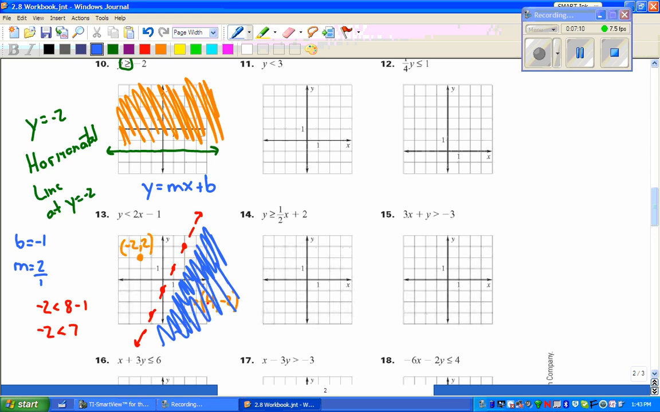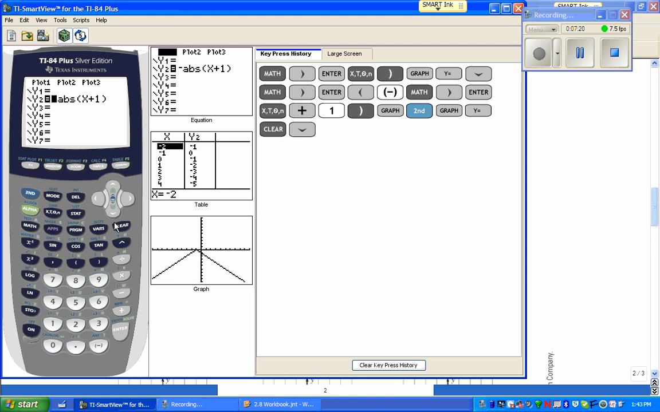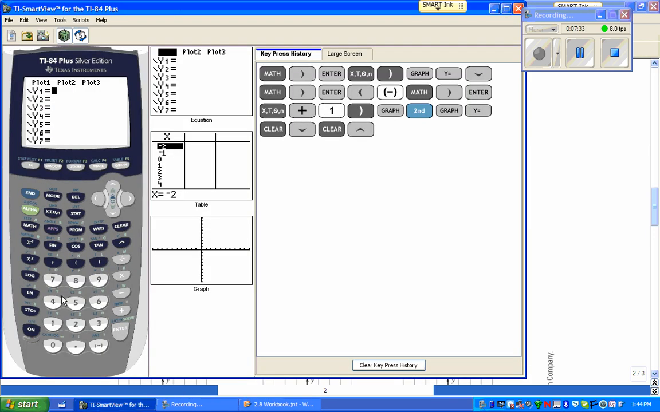Okay? Now, to graph these things, let's go to the Smart View. Let's go to y equals, and let's clear the absolute value stuff that we did yesterday. Okay? Now, to do inequalities, you're just going to type it in just like you would an equation. So, the first one was 2x minus 1. So I'm going to type in 2x minus 1. However, it's not an equation, it's an inequality.